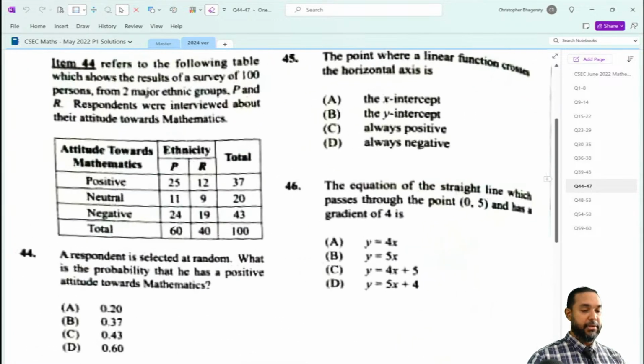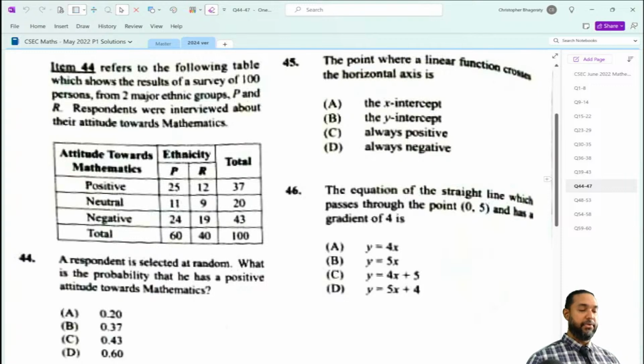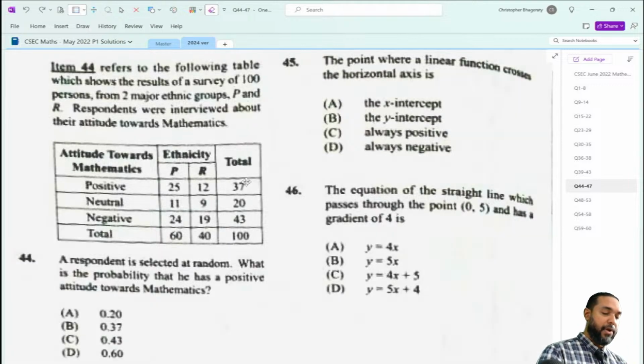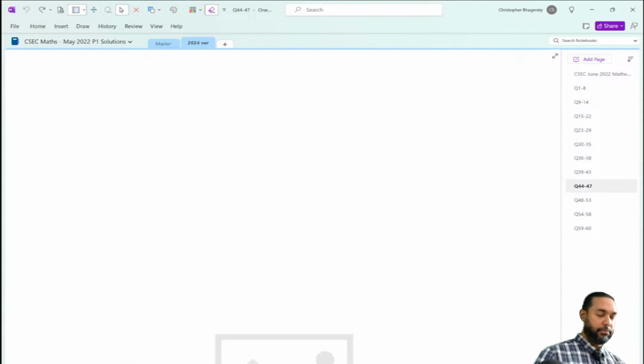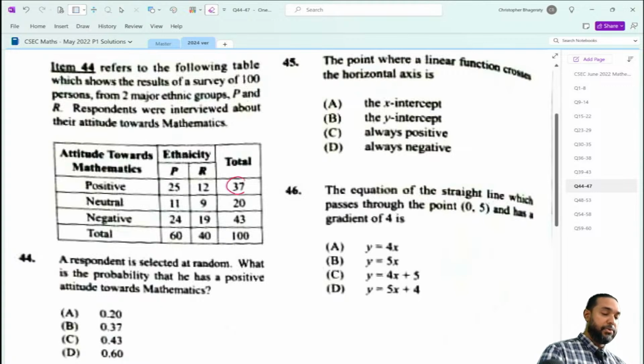This thing with the ethnic groups and who prefers what. Right, survey of 100 persons, 2 major ethnic groups, their attitude towards mathematics, right? Let's go straight to the question, shall we? A respondent is selected at random. What is the probability that he has a positive attitude towards math? Oh, come on, Philip. There's a total of 37 people who have positive attitudes towards math. We put that over the total. Yeah, and you'll just get 0.37, yeah?